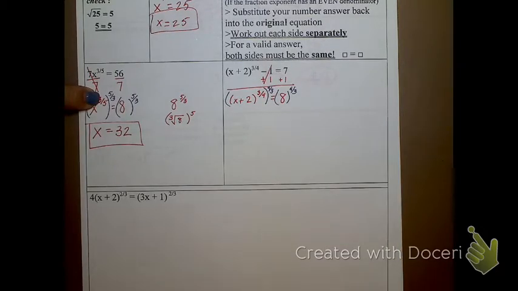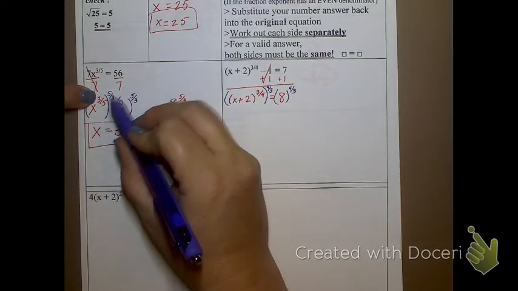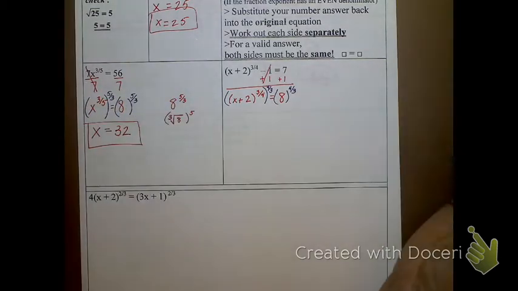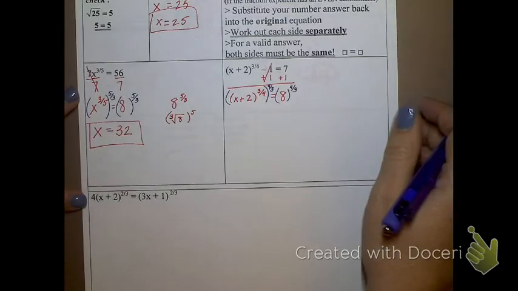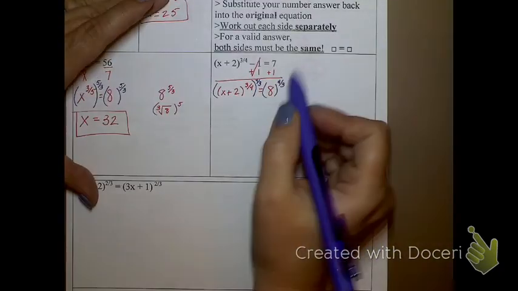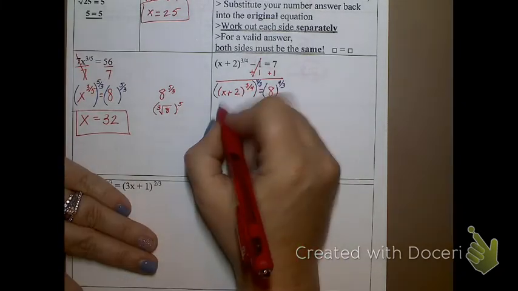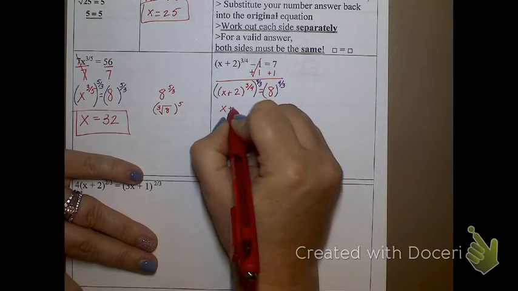Do you see why? Because 3/5 times 5 would just be 3. I would still have x cubed. That's not getting x by itself. That's just changing the exponent that's there. I want to get that exponent to 1, so I have to use the reciprocal. So what is 3/4 times 4/3? So that leaves me with just x plus 2.